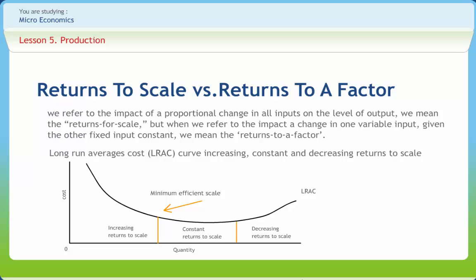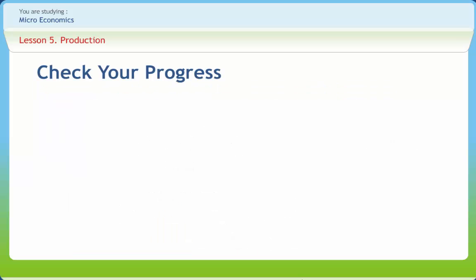If there are IRS, the returns to a factor may be increasing or may be decreasing. It will all depend upon the degree of IRS. If IRS are prominent, the returns to a factor may be increasing. If IRS are moderate, the returns to a factor are more likely to be diminishing. Now let us check if we have understood the various concepts discussed in this lesson clearly.